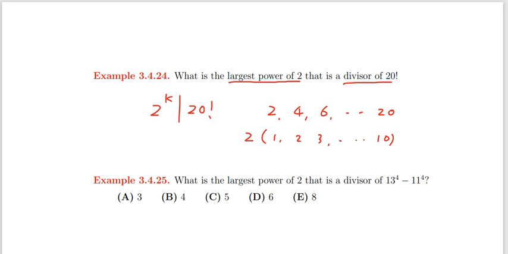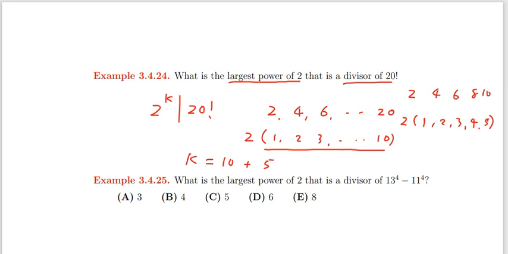From each number we take one 2. So this k we can take 10, right? We have 10 of them. Plus, from 1, 2, 3, up to 10, we can take 5 of those, like 2, 4, 6, 8, 10, right? Each one we take a 2, so that becomes 1, 2, 3, 4, 5, right? So we have 5. Then for this we also can take 2, so we can take from this 4. This 4 is 2 squared, so we can take 3 more 2s. So totally we can say this equals 18.